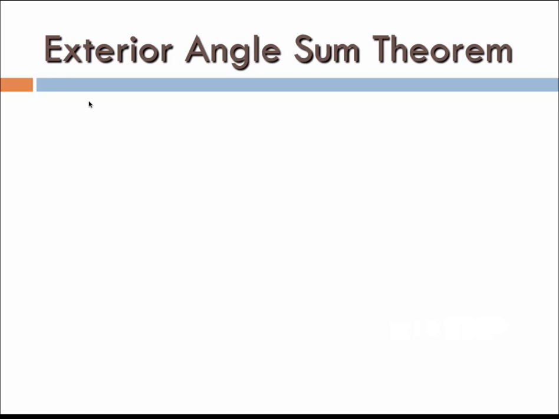Exterior angle sum theorem. So we did the exterior angle theorem for triangles. Now we do it for polygons. First of all, we need to define an exterior angle for a polygon. But we don't really need to, because it's the same definition we had for a triangle, which was?